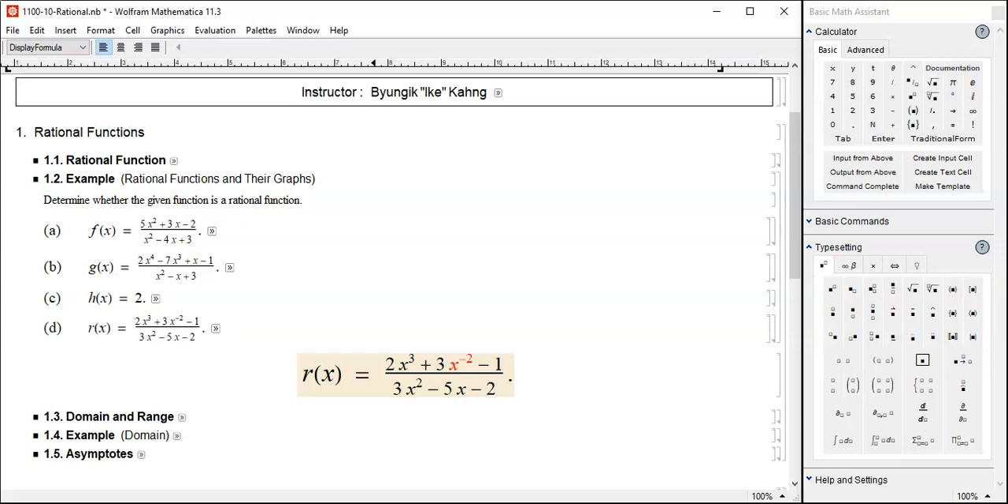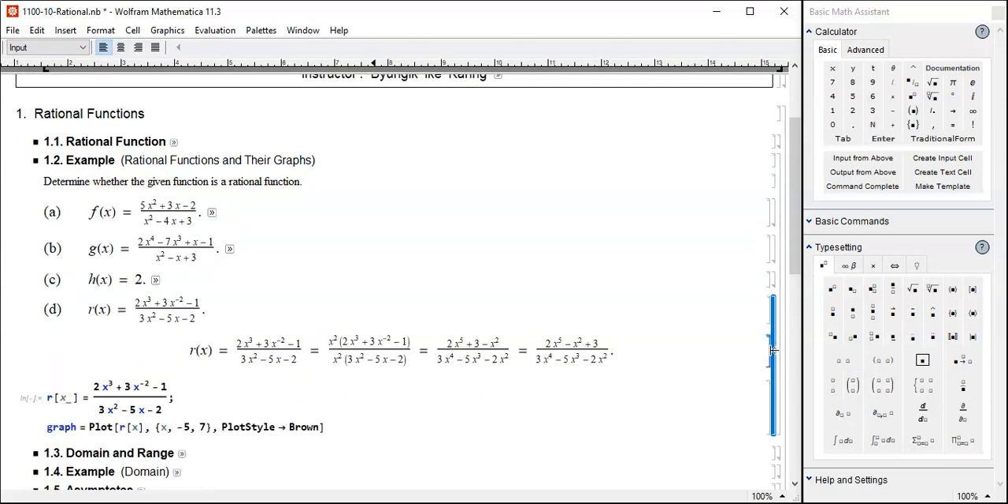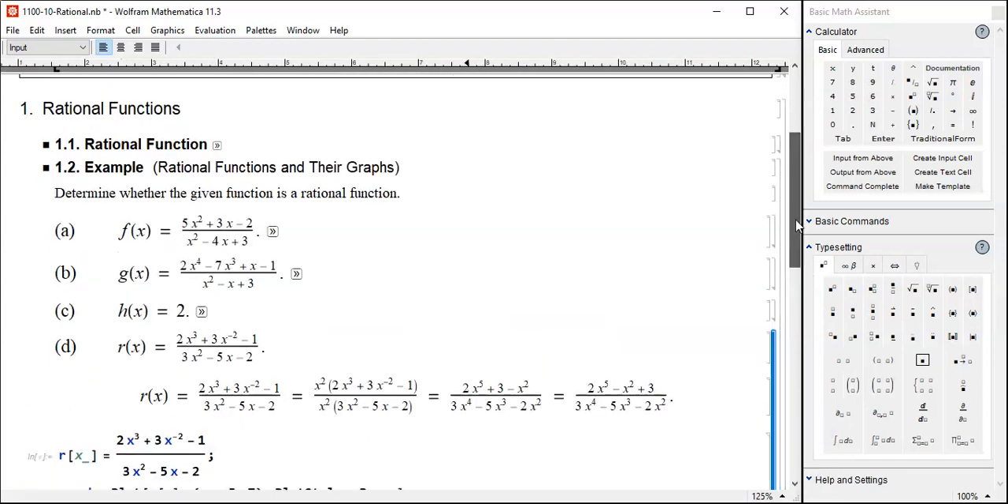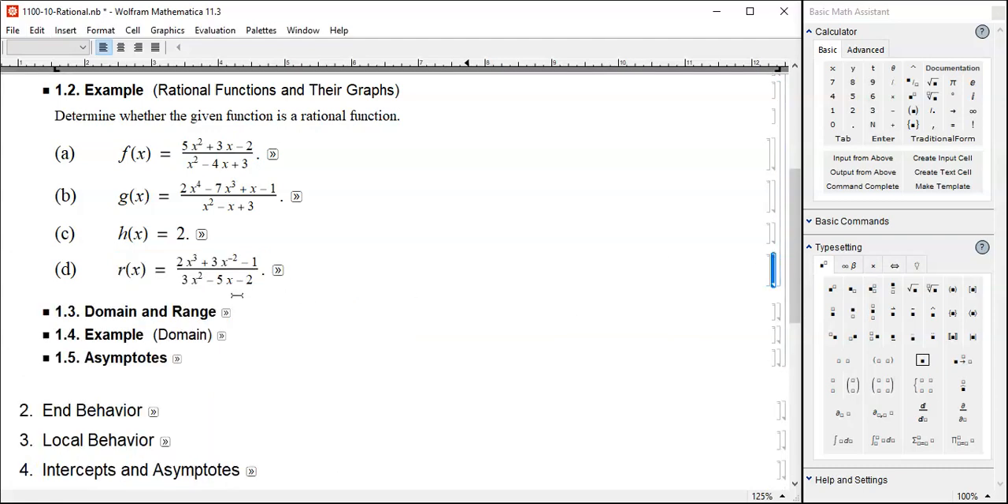The answer is yes. This is not written in terms of polynomial over polynomial yet, but we can apply some algebraic manipulation and rewrite it in a correct fashion like this. Let me expand the font a little bit. So what did we do here? We just multiply the same quantity to both numerator and denominator. And what's that strategic quantity? Let's take x squared, so that's going to kill off this x to the negative second power. And then distribute and simplify, we get a polynomial over polynomial. This works for all kinds of negative powers actually.